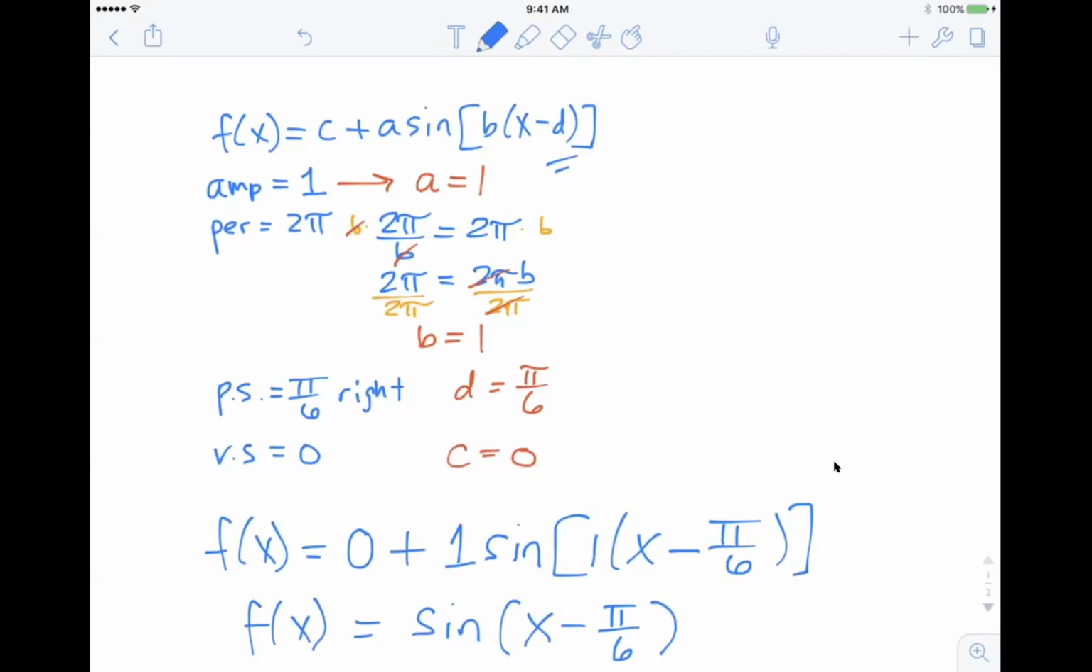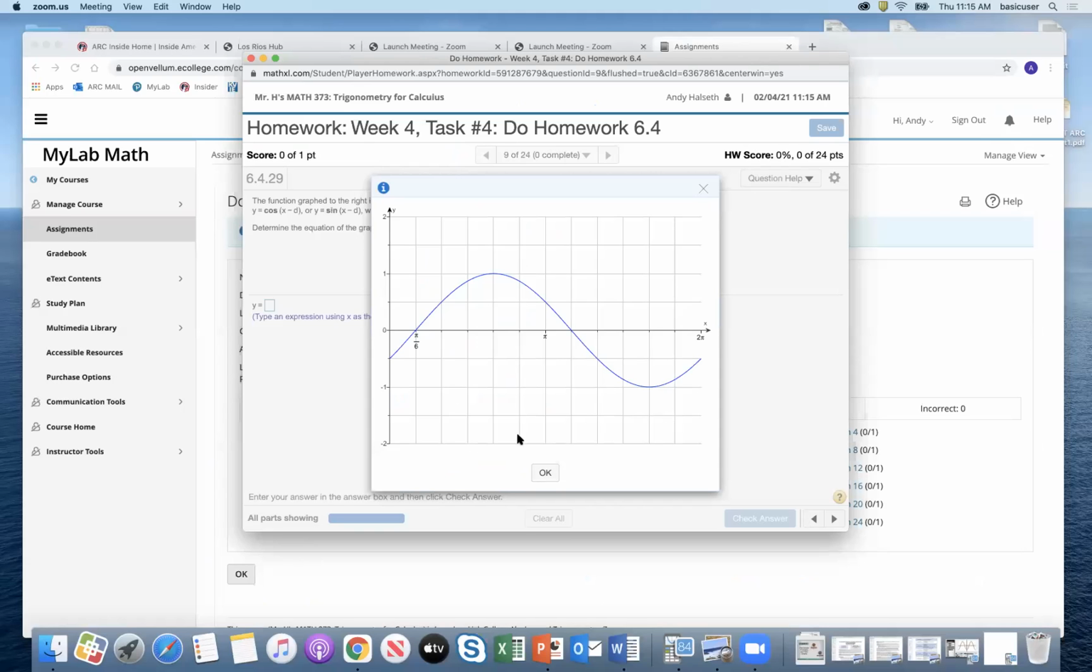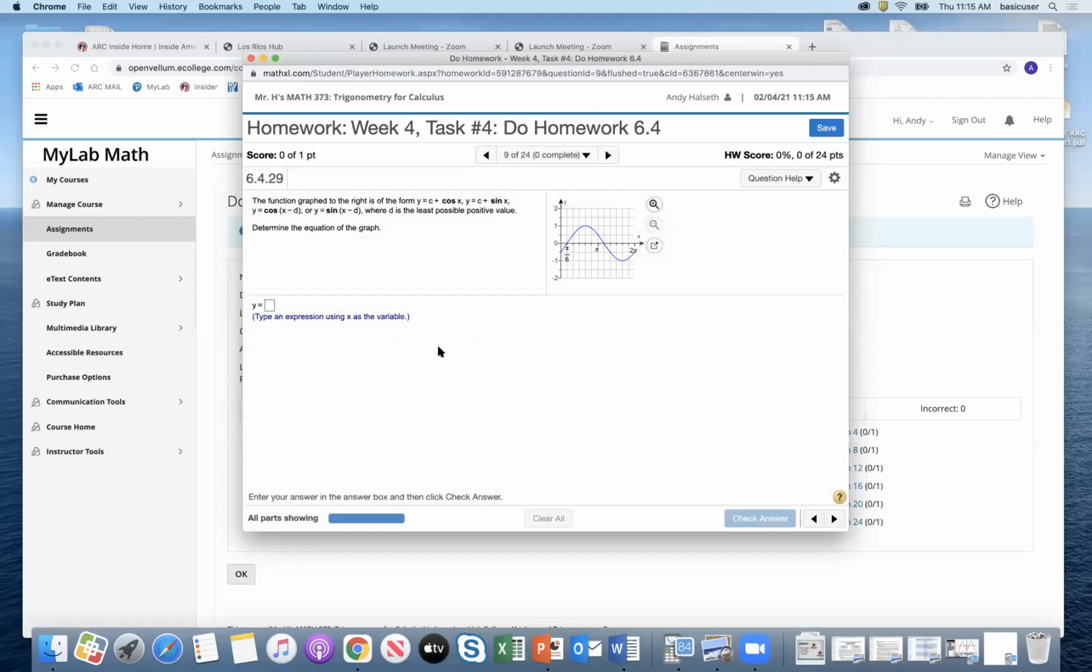So maybe that was a lot more work than you needed to do, but that's generally how you're going to do these, because sometimes the graph has a lot more as far as amplitudes and periods and phase shifts and that kind of thing. All right. Should we check our answer? Never know. Let's try this and see if we're right, and then we'll be done. Go back to the problem. Okay. We'll type it in.